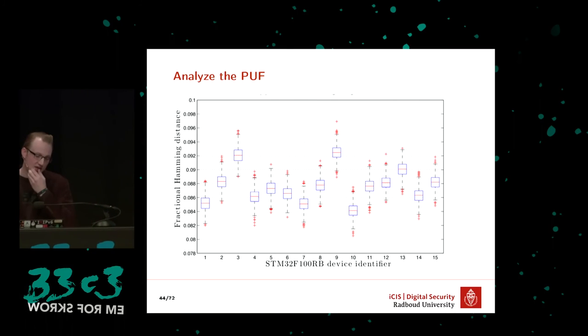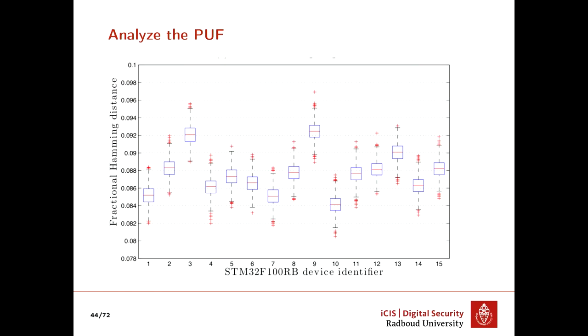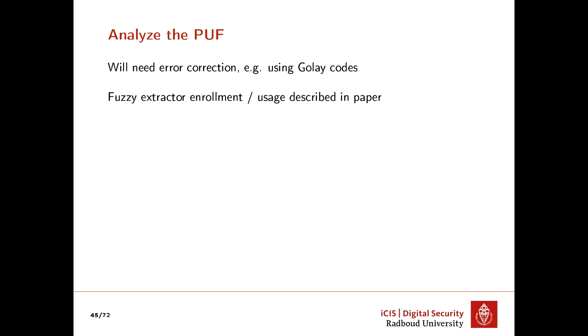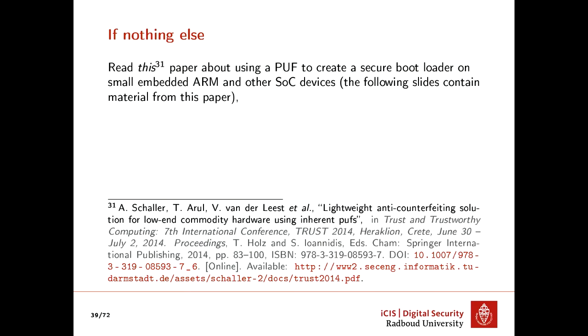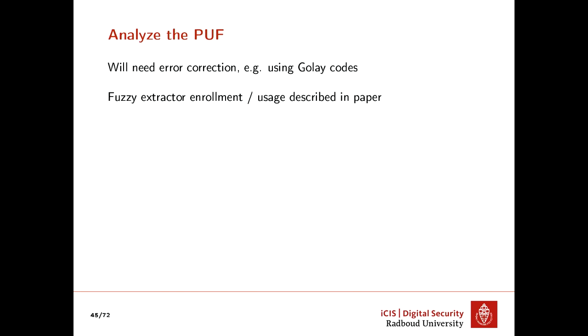You also measure the inner class Hamming distance, which is the same measurements from the same PUF, and you want that to be below 0.1. You don't want that to be too inaccurate, because then your error correction becomes too complex and starts leaking information. And you will need error correction using, for example, Golay codes. This first paper I mentioned, the lightweight anti-counterfeiting one, this is also from that paper. Read it. It also explains how this fuzzy extractor works. If you're interested in this, there's lots of scientific literature out there.